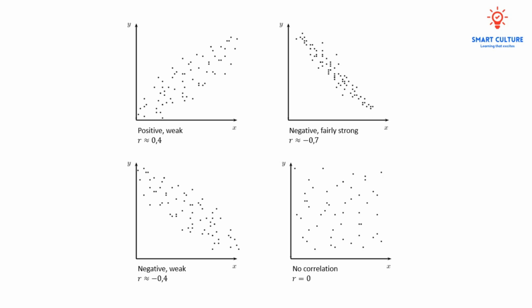Here you will see the R value is equal to 0, and this indicates no correlation. And you will see that the scatter plot would show a very dispersed set of points with no apparent pattern.